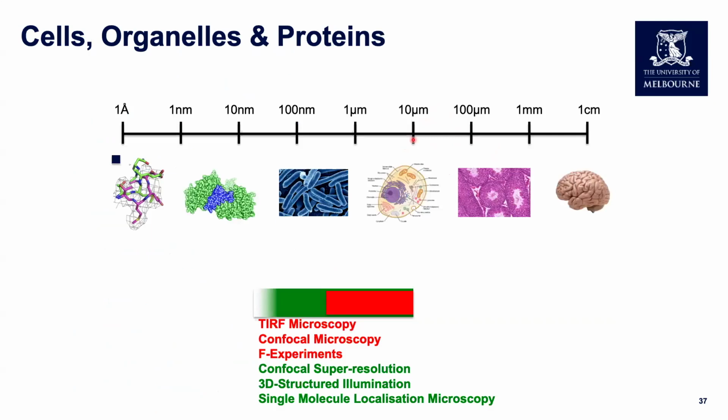Okay, so that's everything I wanted to cover in your kind of up to cellular-based resolution. The next few applications that we'll go through will focus on cells, organelles, and proteins. And we're going to cover a few applications here again. So TIRF microscopy, confocal microscopy, a group of methods called the F experiments. And then we'll go into some of the super resolution methods as well. So confocal, super resolution, structured illumination microscopy, and then single molecule localization microscopy.